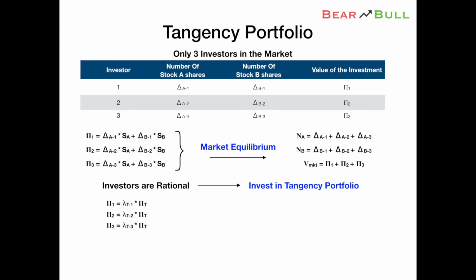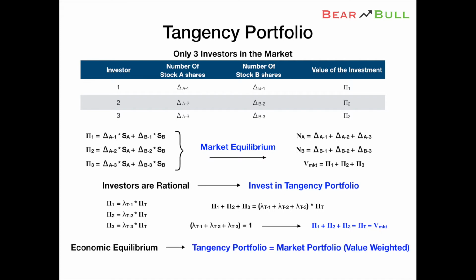We can also add these three equations up and get to this new equation here, where the sum of all the individual investments equals the sum of the percentage of their investments in the Tangency Portfolio times the overall value of the Tangency Portfolio. We know that the lambdas must add up to 1 because investors are rational and they invest in the Tangency Portfolio. With that, we get to our final result, which states that the sum of each individual investor's investment is equal to the Tangency Portfolio, which we know from this equation up here is equal to the market portfolio. So in economic equilibrium, the Tangency Portfolio should be equal to a value-weighted portfolio of the market.